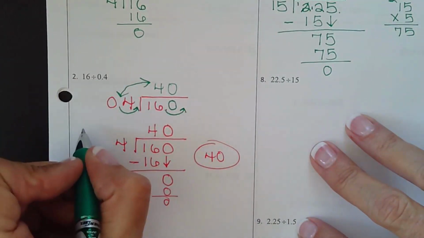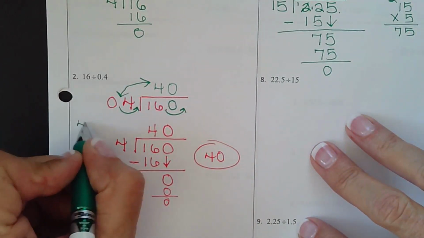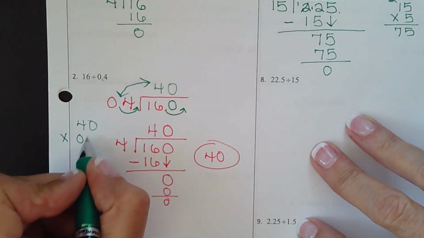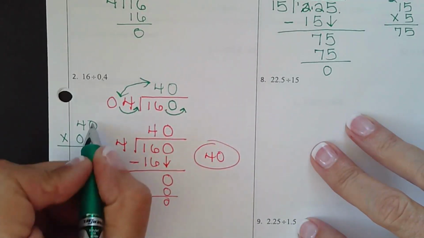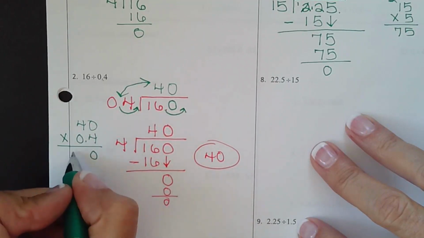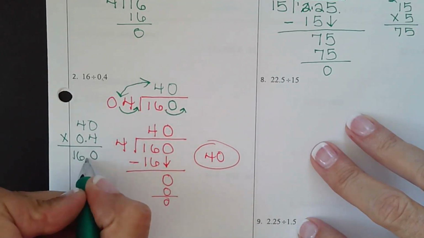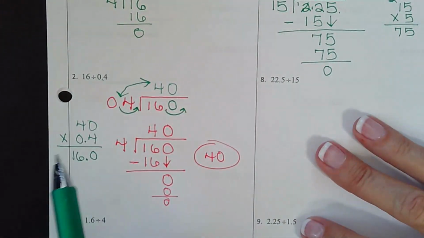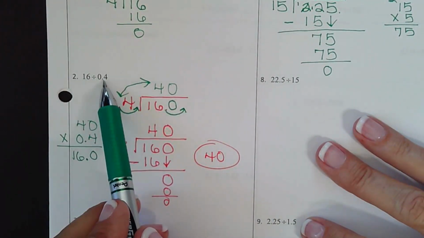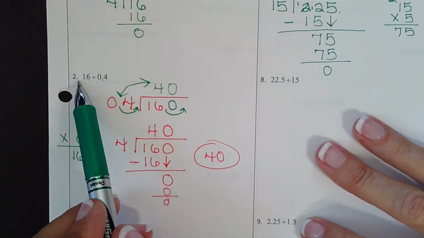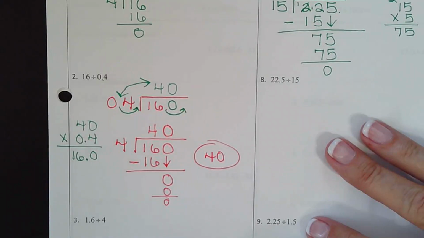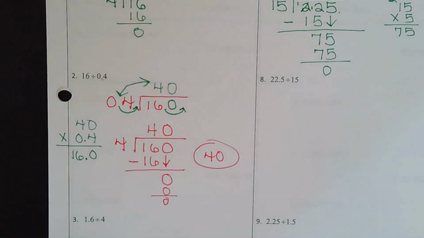So 40 times 0.4, 16, 1 decimal place. And there it is. So you take your answer times the divisor, and that should always give you the dividend. So anytime you're not sure you've done it correctly, check your work. So easy to check.